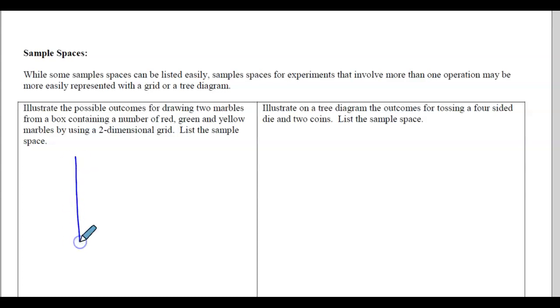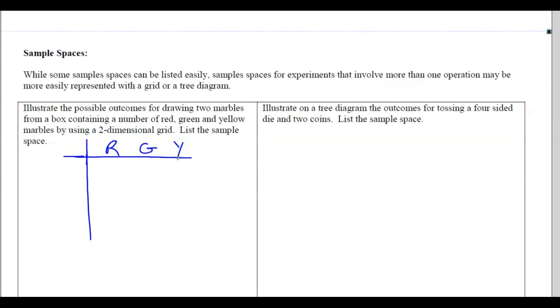And we're going to basically draw a grid here with the colors of each marble, so red, green, and yellow. And this would be our first marble drawn, or it could be the second, it doesn't matter. And we'll do red, green, and yellow here.